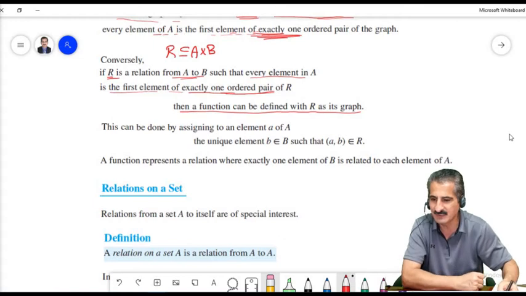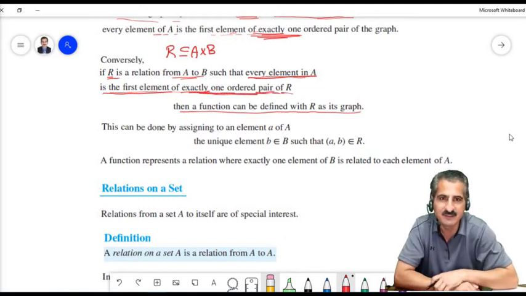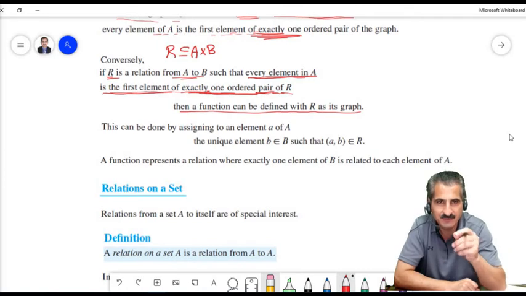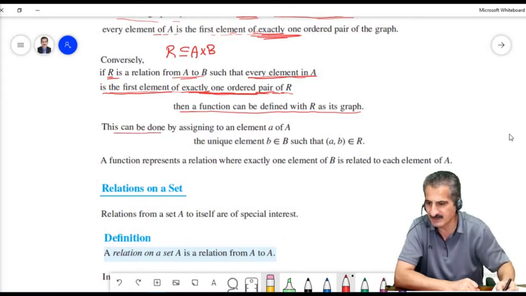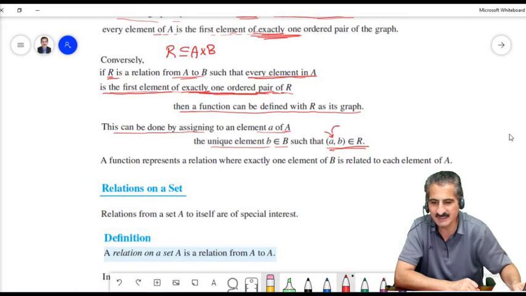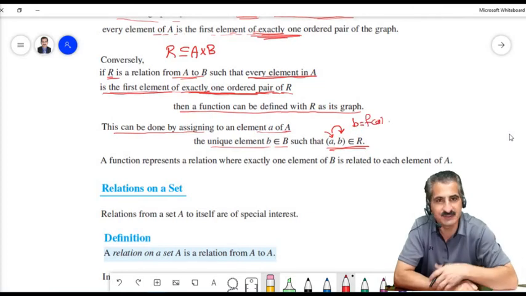This is what we are saying here. If every element in A is the first element of exactly one ordered pair of R, then we can define a function that takes that element to the second coordinate of the ordered pair. This can be done by assigning to an element a a unique element b such that (a, b) belongs to R. So we are saying every element in A appears in exactly one ordered pair. So we will take the second coordinate of that ordered pair to be the image of a. This way, if we start with a relation, then we can define a function.